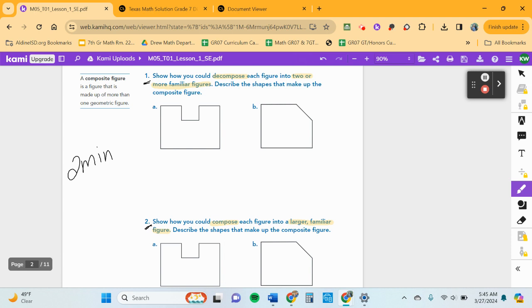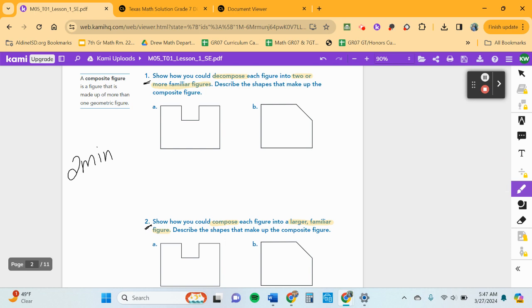All right, let's review 1 and 2. For 1 and 2, we all may have different answers, but as long as you follow the directions, you will still understand the concept. For number 1, it's asking how can you decompose this figure? Decompose means to break apart.